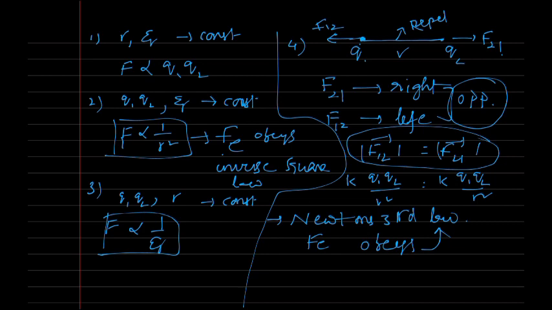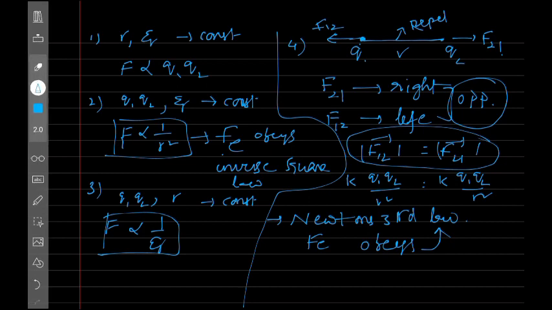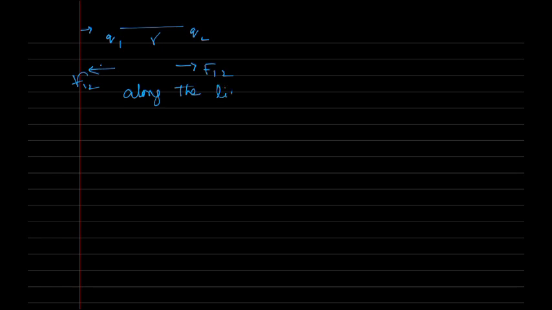Now we'll get another conclusion from this observation. I'll take the same illustration again: q1, q2 separated by distance r. Now what exactly is happening is F21 is acting in this direction, and similarly F12 is acting in this direction. So these two forces are acting in opposite directions along the line joining the charges.